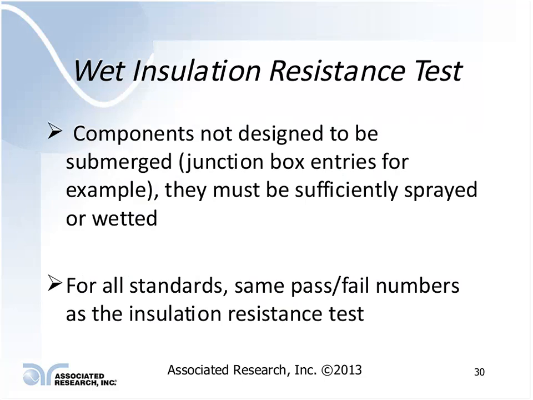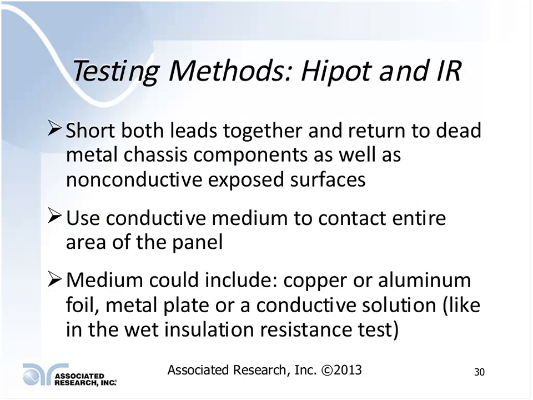So a note here on the wet insulation resistance test: components not designed to be submerged, like your junction box, you don't have to submerge them completely in the solution, but they do have to be sprayed. They still have to pass the spray test, and they have to be wetted because they are going to be outside and they are going to get wet. And as we already mentioned before, the same pass-fail numbers apply here as far as those megohm values we discussed in the previous slides.